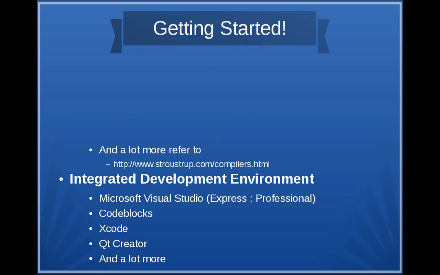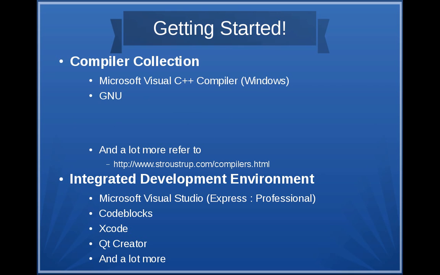Now, getting started, you have the compiler collection. This is what is responsible for translating the code that we are going to write into machine-readable format. For the compilers, we have the Microsoft Visual C++ compiler for Windows. If you're running Windows, this is a very powerful compiler to use.